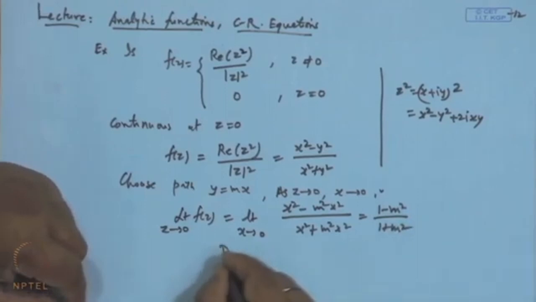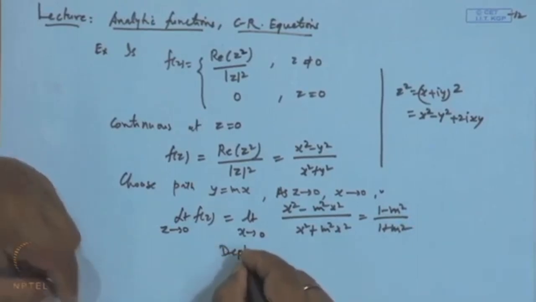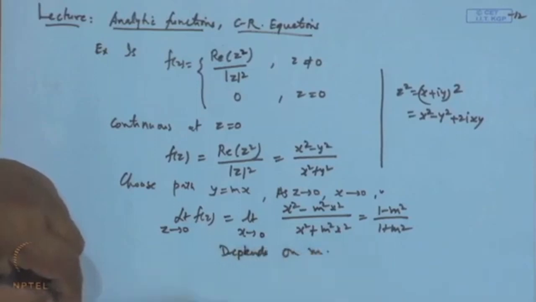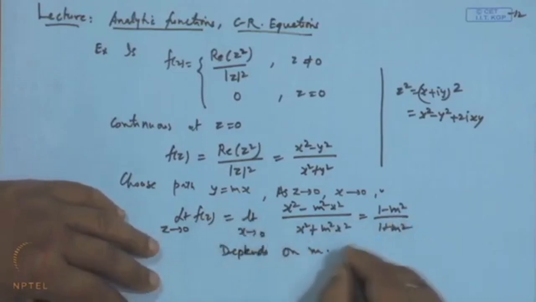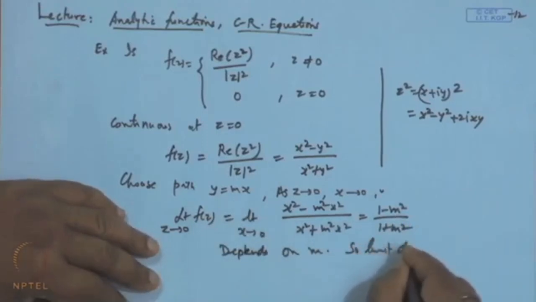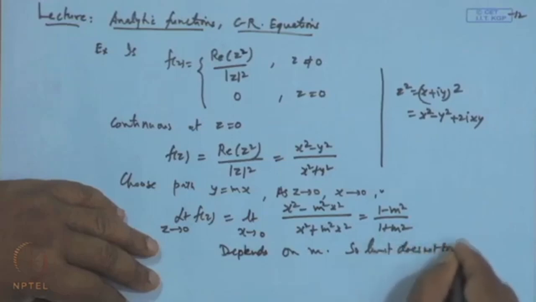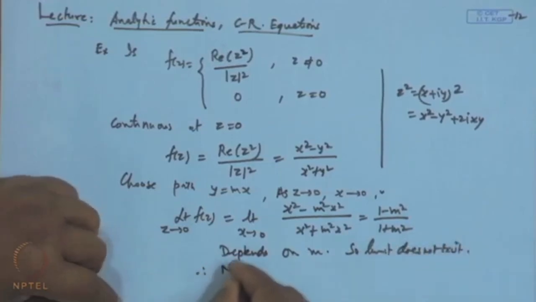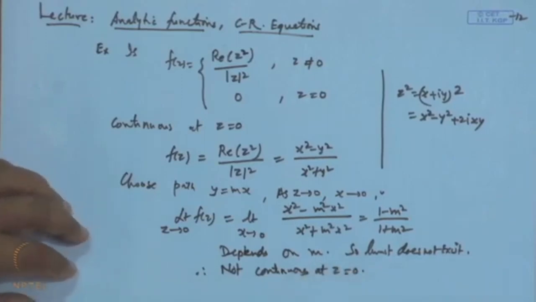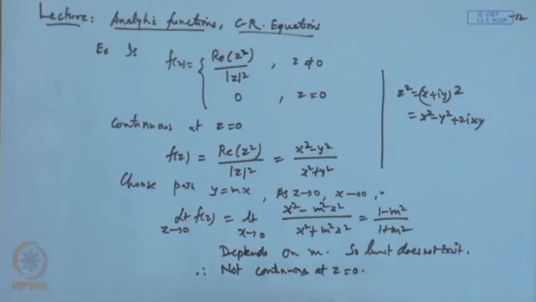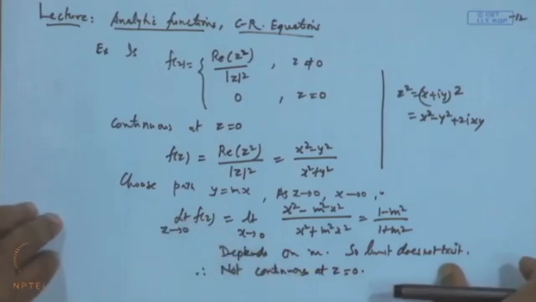Now, it depends on m. So, the limit varies as m changes, that is, as the path y equal to mx changes, the corresponding limit changes. So, the limit does not exist. Therefore, it is not continuous at 0. Then we go for the differentiability of the function. This is the example of a discontinuous function.